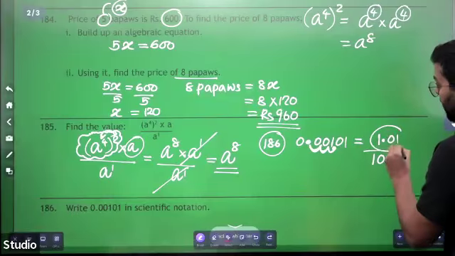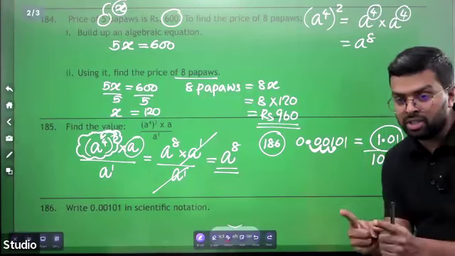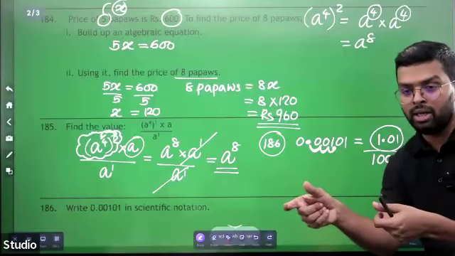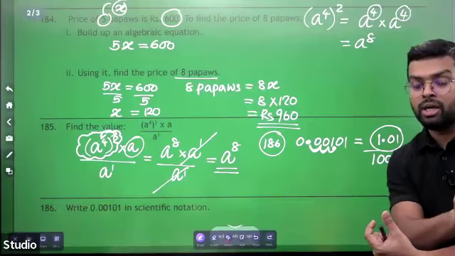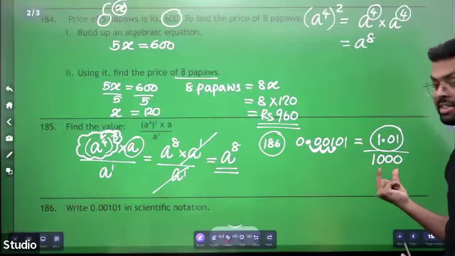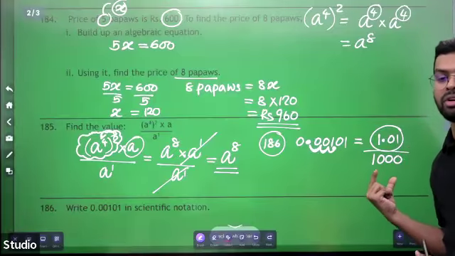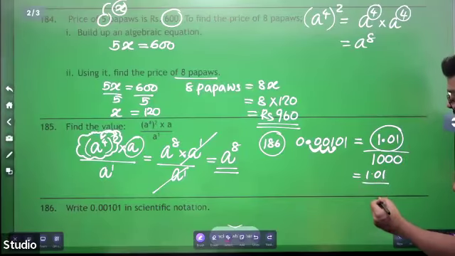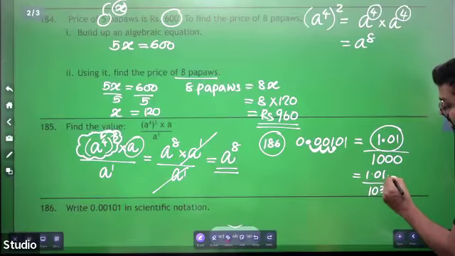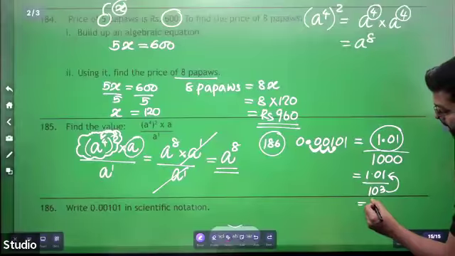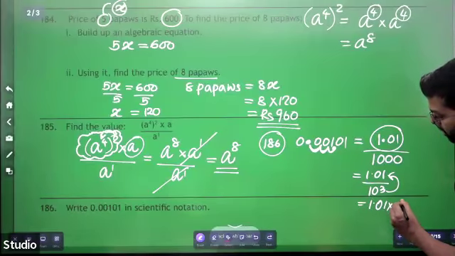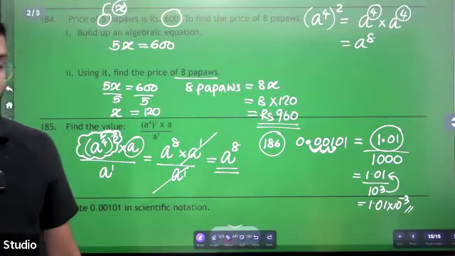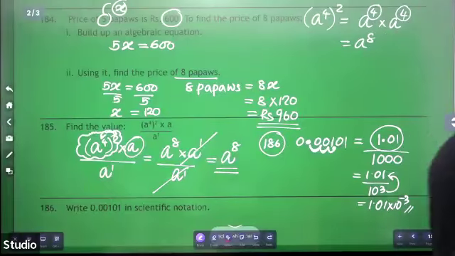Now when it comes to scientific notation we have to fulfill two requirements. First, you have to create a number in between 1 and 10, the first part, and the second part should be a power of 10. Let's convert this number 1000 into a power of 10. 1.01 dividing by 1000, that is 10 to the power 3. Let's bring this 10 to the power 3 to the numerator: 1.01 into 10 to the power minus 3. All right. Who got the correct answer? Raise your hand if your answer is correct.